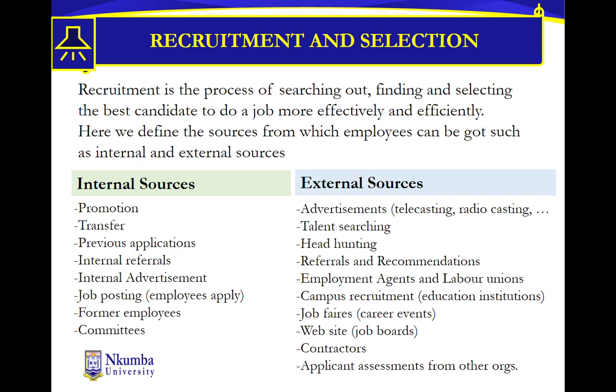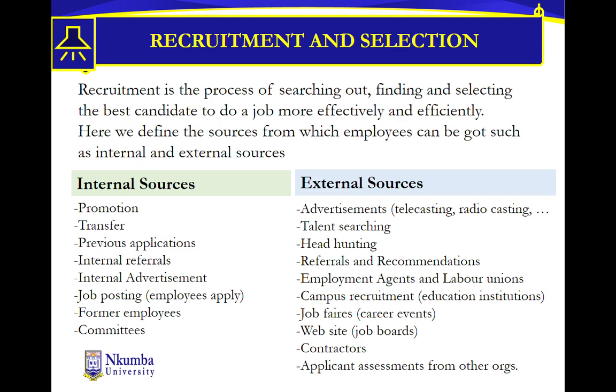So how do we get employees or workers? From internal and external sources. So from internal sources, you can do promotion of existing workers who have proved to be competent, to be confident, to have the character and the consistency of doing the job better, and they are promoted. You can also opt to transfer some of the employees from one section to another, from one department to another, from one branch to another, from one country to another country.